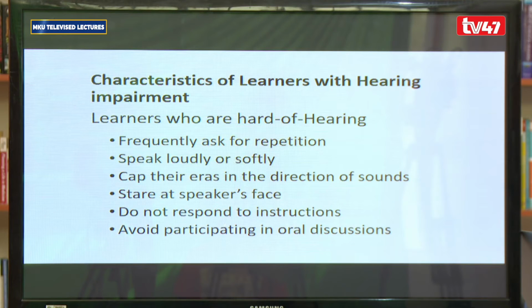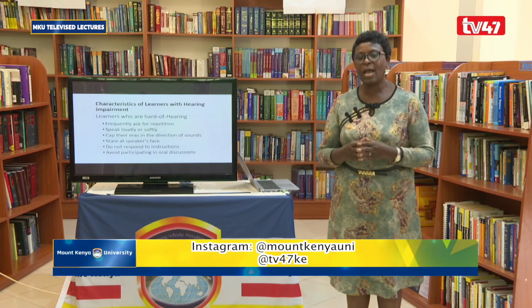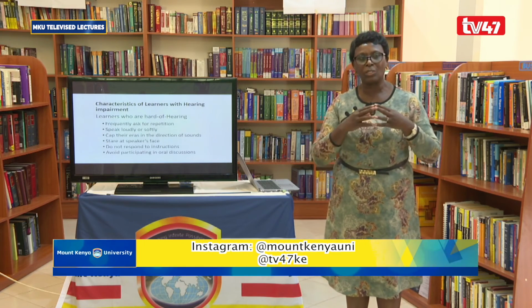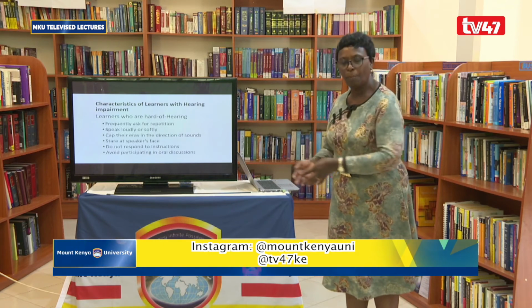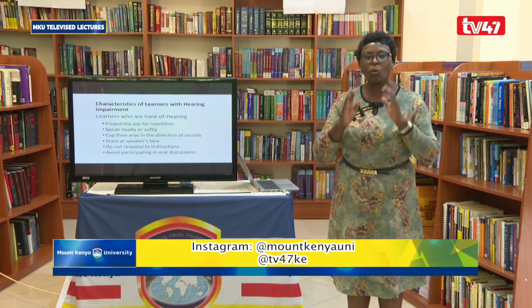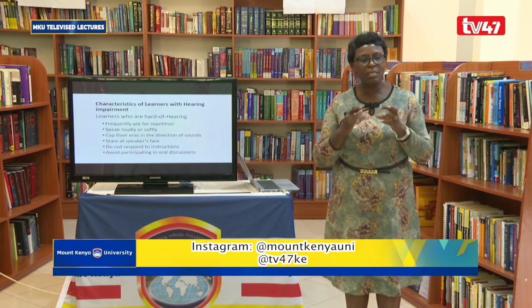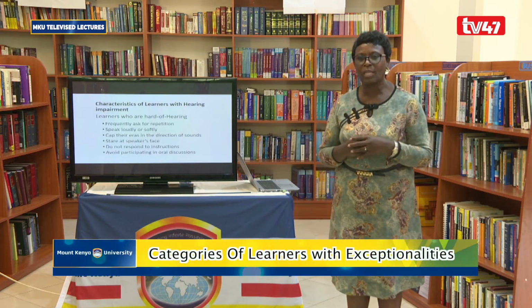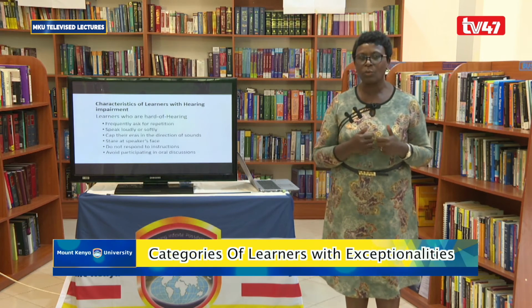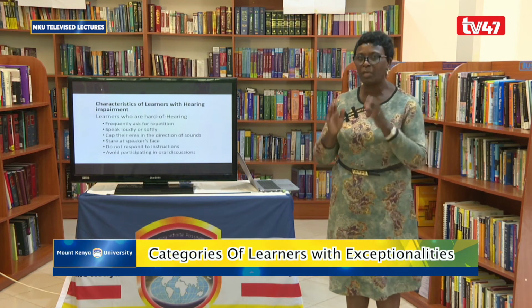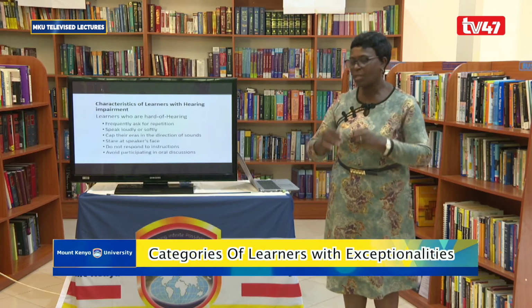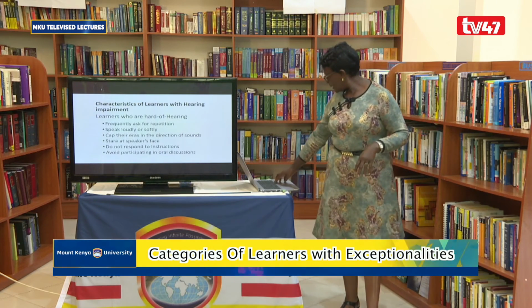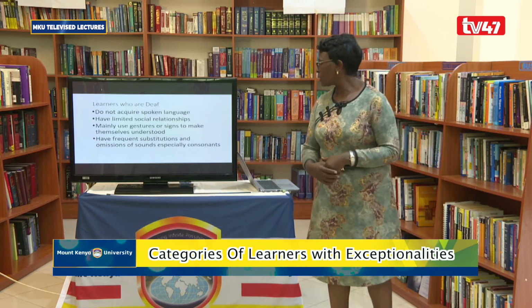And the last one there is avoiding participating in oral discussions. This is a learner in class, and you realize this person does not ever raise their hand to answer a question or to discuss or to be in a group where people are talking, because he knows he's missing out. He can see maybe they're speaking, but he's not hearing exactly what they're saying. So it is also another indication when you see someone not really wanting to join a group where there is a discussion, it is an indicator that they could be having a hearing loss.